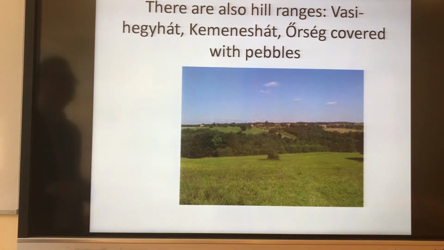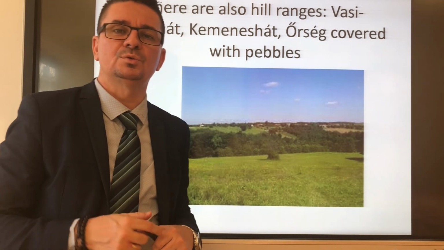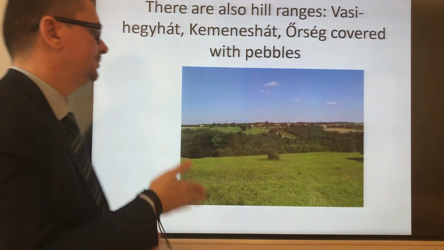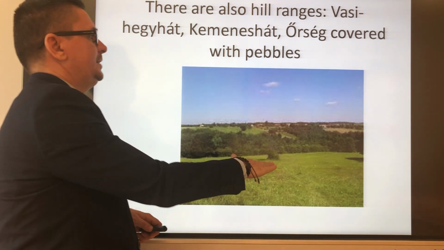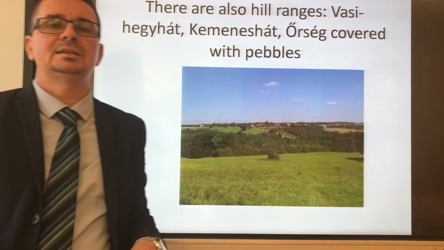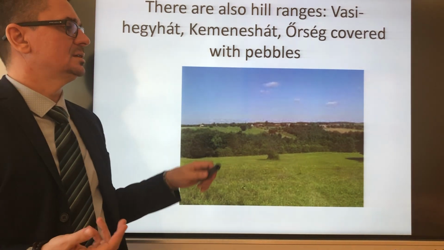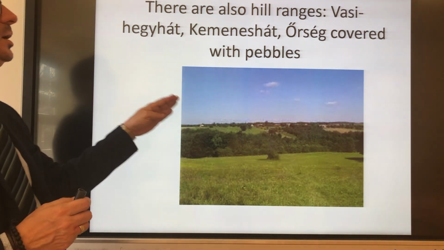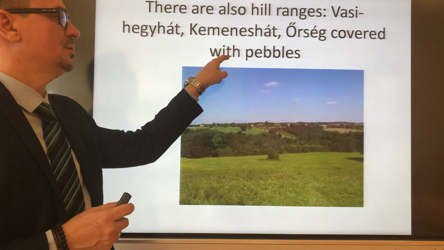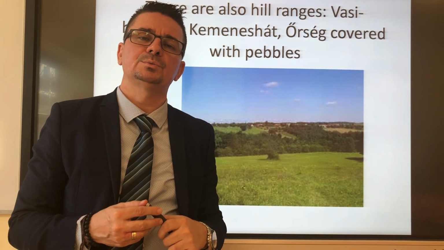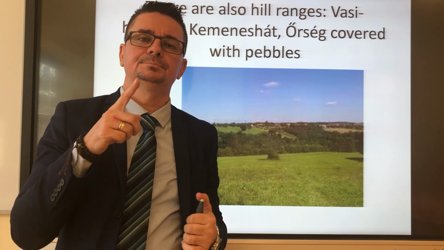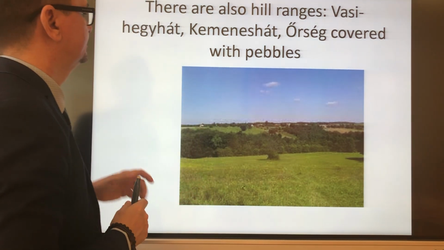There are also hill ranges there, Vasihegyhát, Kemeneshát, Őrség. These are all covered with pebbles, so tiny rocks. You can see the surface there. Of course, there's a soil layer on the rocks, and you can see different plants, grasses, shrubs, whatever. But still, the base stone is pebbles. What kind of stone is that? What kind of rock type is that? Sedimentary.